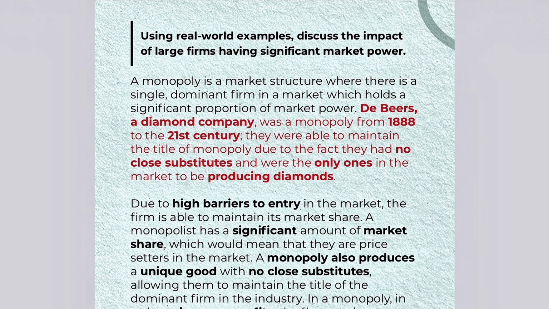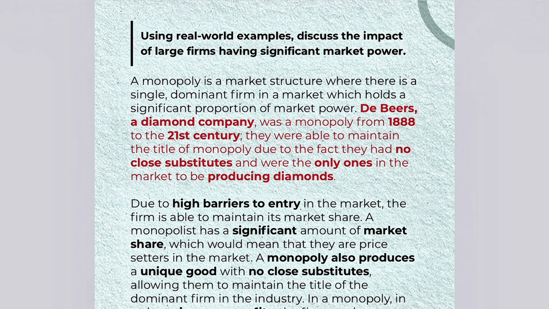So De Beers is a diamond company. They started in 1888. In the 21st century, they had no substitutes, and they were the only ones producing diamonds. Now, if you fact-check this, you will most likely find there's some errors in this text. Because the script has a high degree of reasonableness, this real-world example is sufficient.